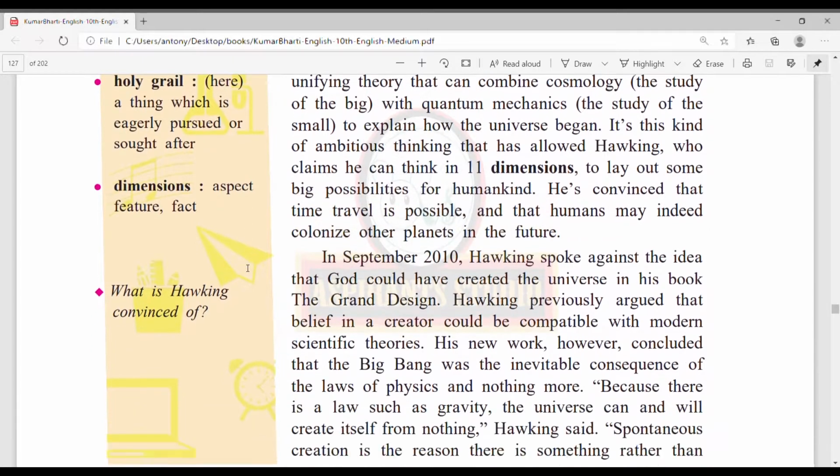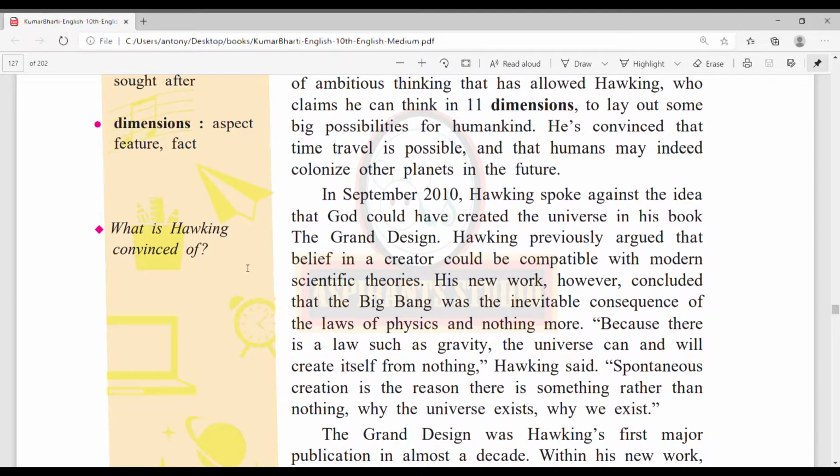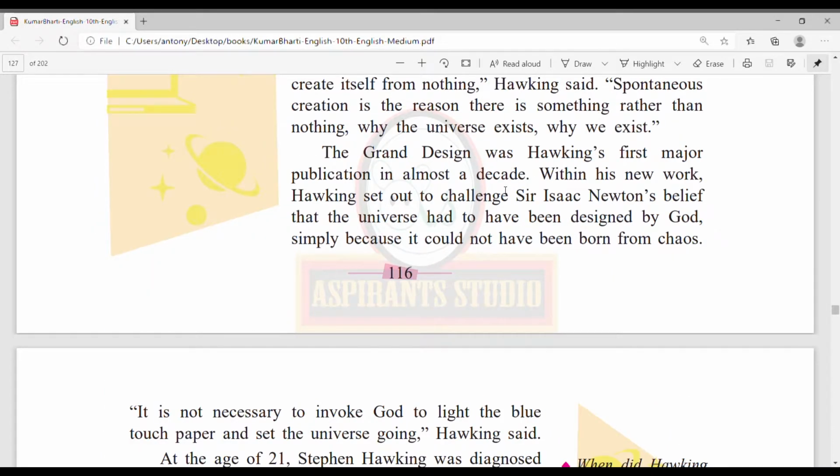In September 2010, Hawking spoke against the idea that God could have created the universe in his book The Grand Design. Hawking previously argued that belief in a creator could be compatible with modern scientific theories. His new work, however, concluded that the Big Bang was the inevitable consequence of the laws of physics and nothing more. "Because there is a law such as gravity, the universe can and will create itself from nothing," Hawking said. The Grand Design was Hawking's first major publication in almost a decade.